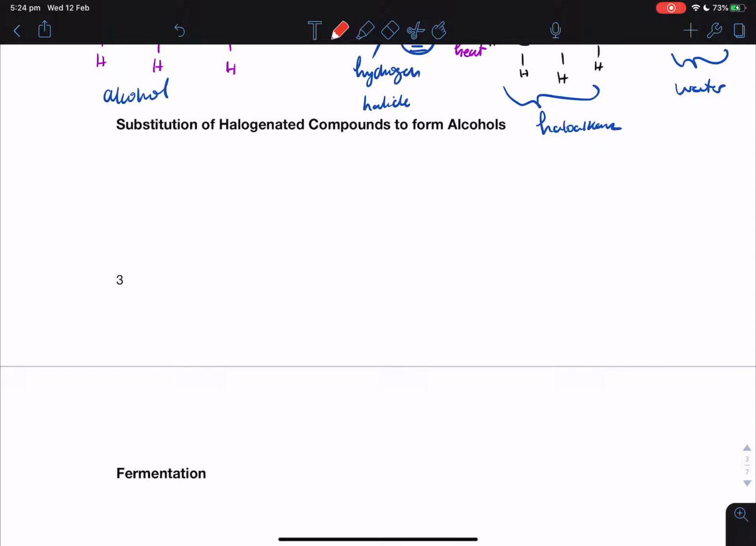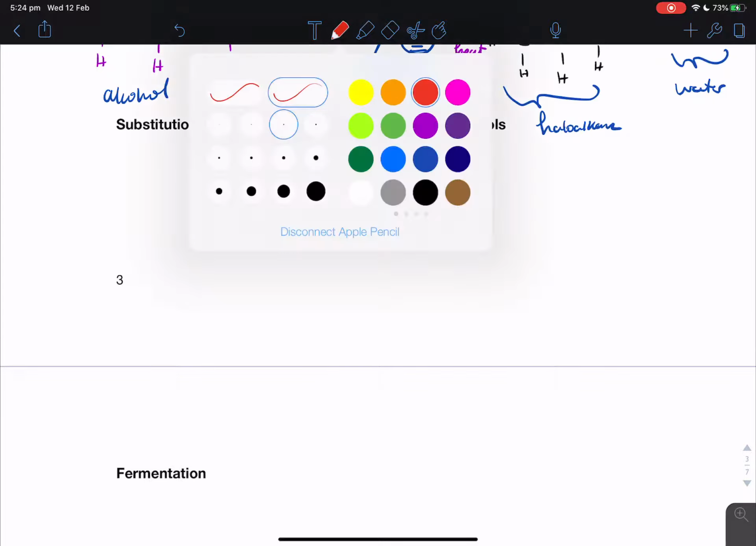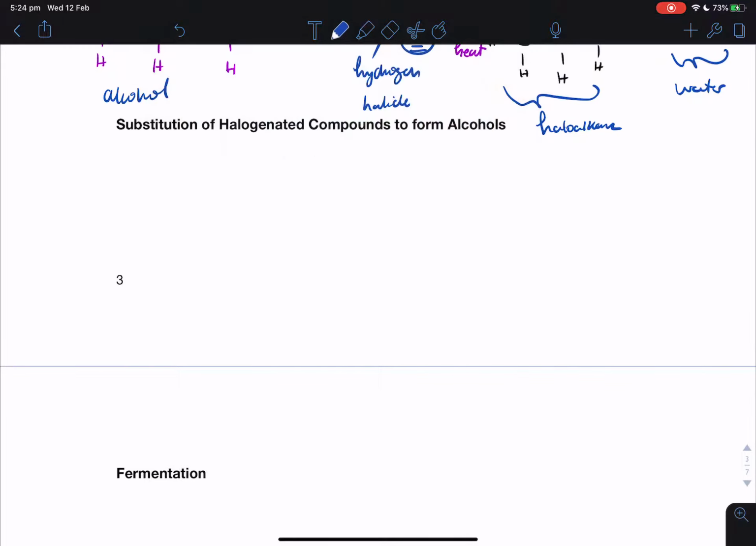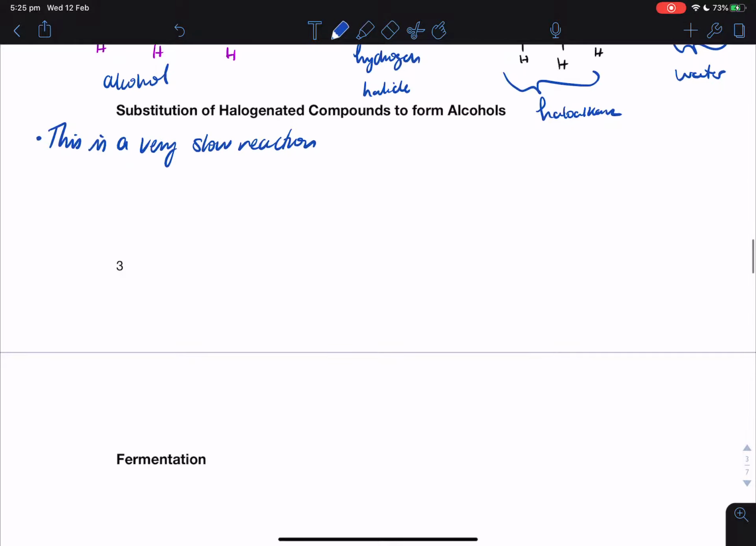So this is actually a very slow reaction between primary haloalkane and water, even if they are heated. Okay, so what happens is basically the halogen atom is replaced by a hydroxyl functional group. Let's write this down. So we know we can form alcohol, so let's not write that again. This is a very slow reaction. Okay, so let's keep that there.